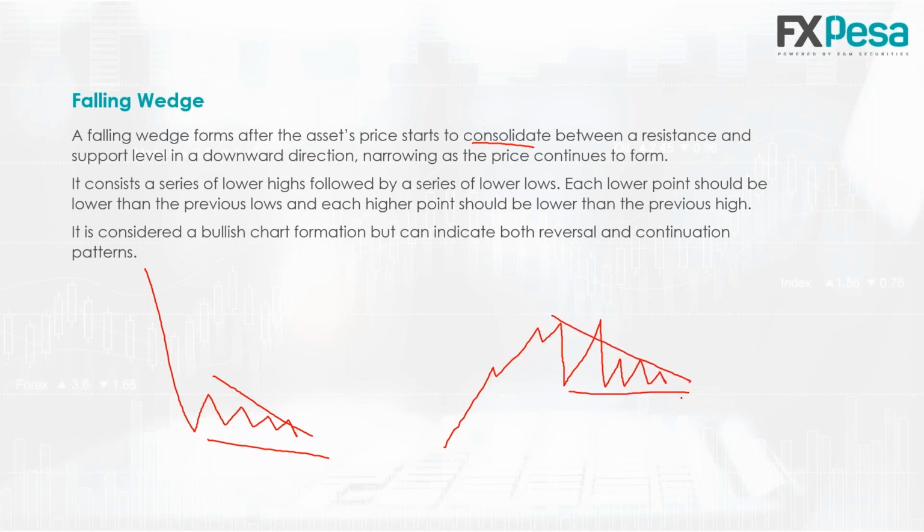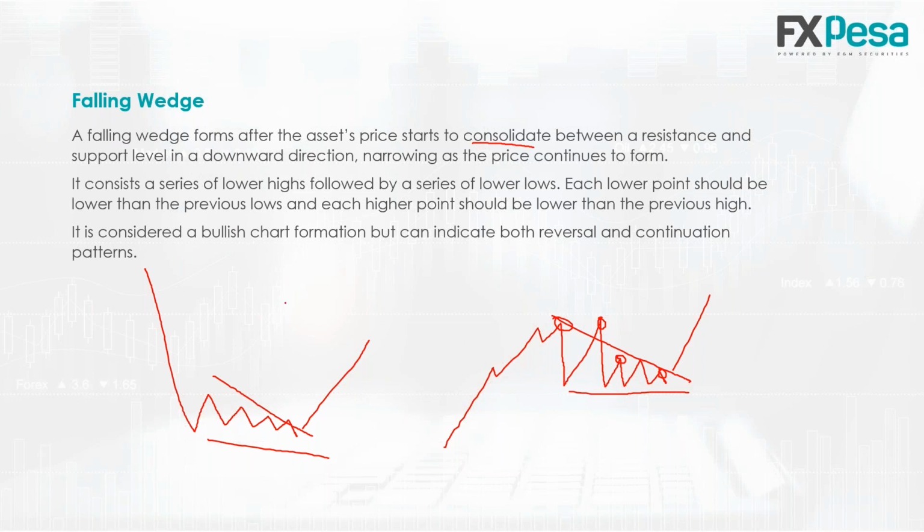It's a falling wedge, right? It can be a continuation, or it can be a reversal, okay? That is a falling wedge. It consists of a series of lower highs. The highs are forming, but anytime they are forming, they are lower. A lower high, a lower high. A series of lower highs. Each lower point should be lower than the previous low.